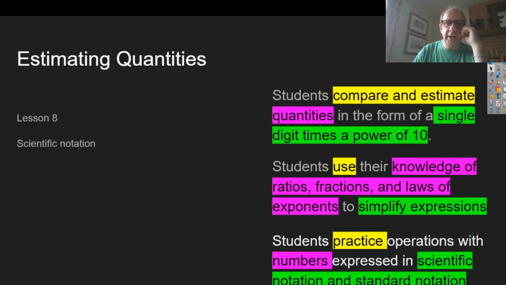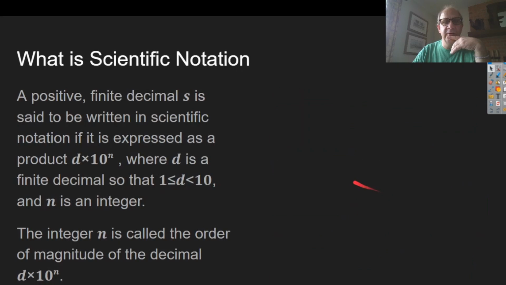So, lesson 8 is kind of where we are, but not really. We're moving on in weird orders. But we're going to talk about scientific notation. What is it? So, let's take a look at that first.